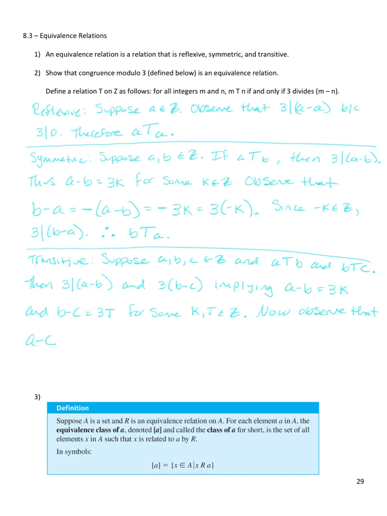So a minus c, I'm going to do a little trick here. I could write that as a minus b plus b minus c, because the minus b and the plus b will cancel, and I'm just left with a minus c. And a minus b is 3k, and b minus c is 3j. So this is 3 times k plus j, which is an integer. Three divides a minus c, and thus a is related to c.